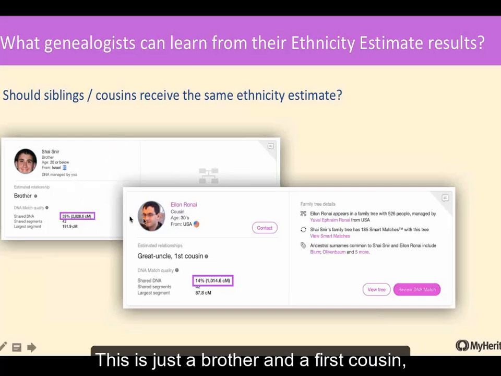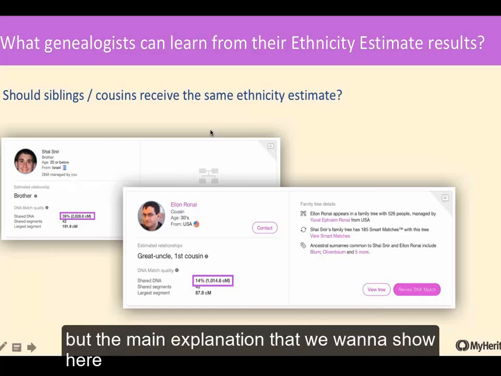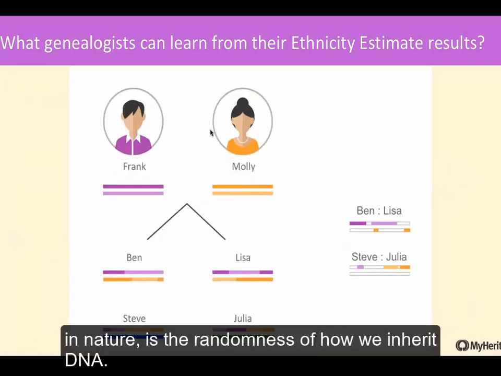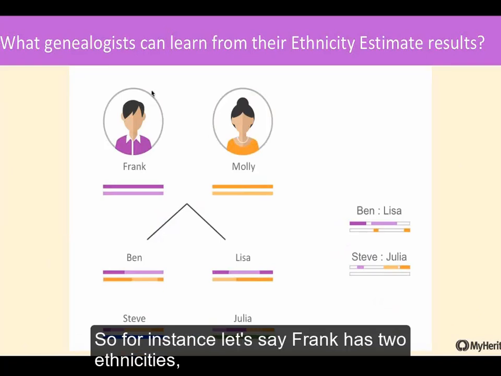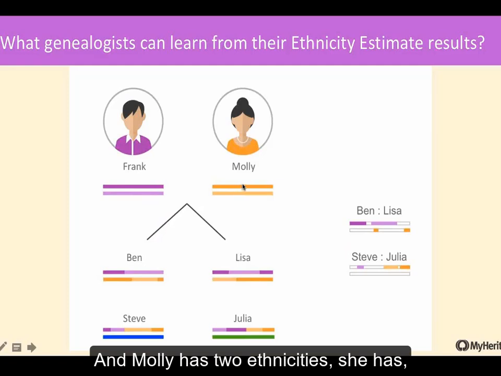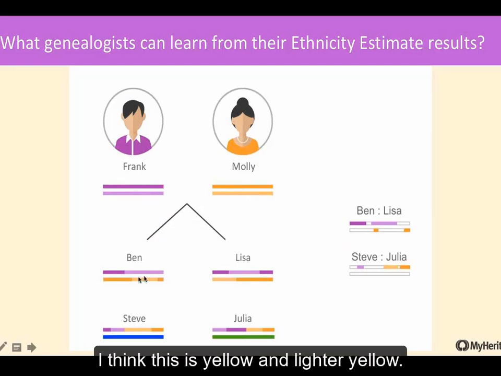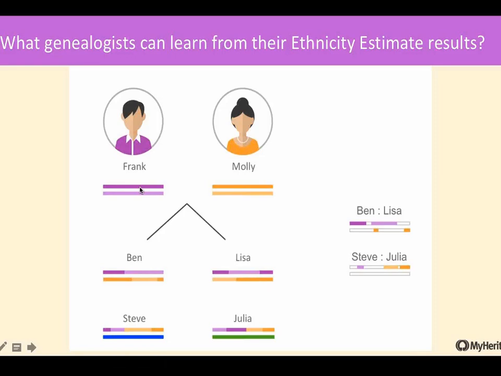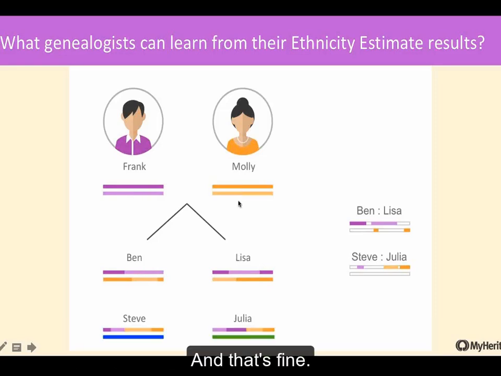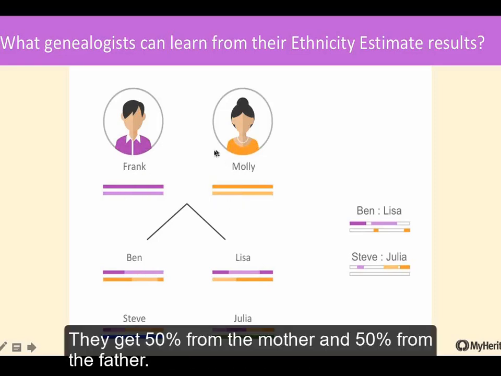This is just a brother and a first cousin, but the main explanation that I want to show here, and I think it's one of the most beautiful things in nature, is the randomness of how we inherit DNA. So for instance, let's say Frank has two ethnicities. He has purple and lighter purple, and Molly has two ethnicities. She has, I think, yellow and lighter yellow. When they pass it on to their kids, each kid gets one chromosome from his father and one chromosome from his mother. That's fine. They get 50% from his mother and 50% from the father.